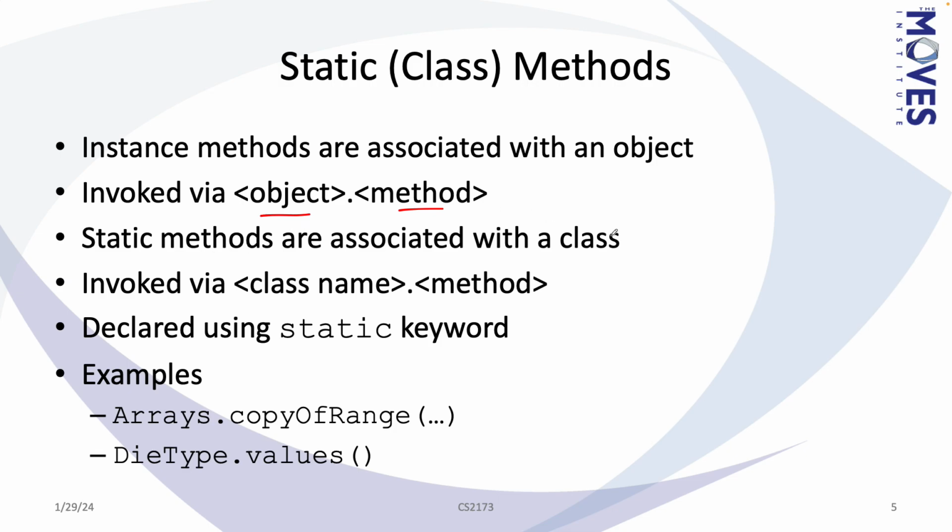Okay, but static methods, again, are associated with a class, and so we invoke them using the class name dot the method. We've seen that in Arrays.copyOfRange. Remember, in the die type, we had this values method that would return a list of all the different values. This is true for all enums. They have a values method that returns a list of all the different enums there. We declare it using the static keyword.